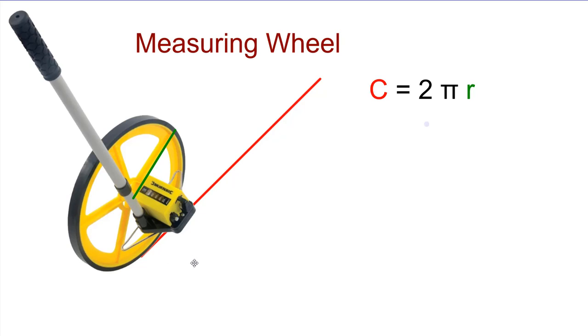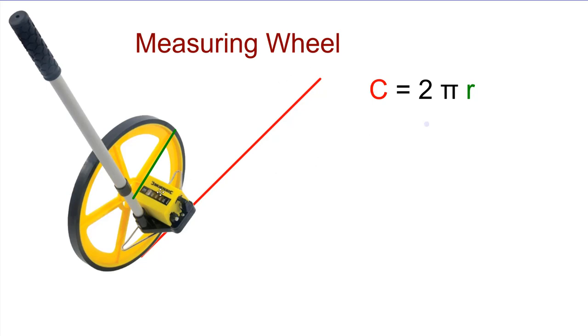Otherwise, it'll tell you haven't gone as far as you actually have. So you have some error there. So on this one, the measuring wheel, it doesn't matter what circumference it has, but just to make our math easier, let's say that this one has a circumference of 1 meter. And so the circumference is 1 meter.